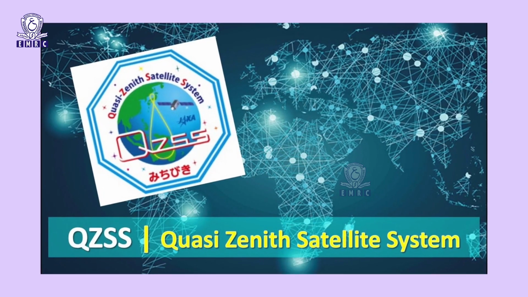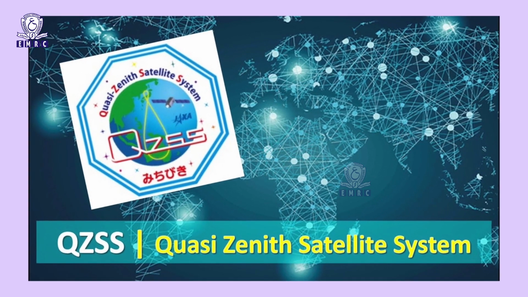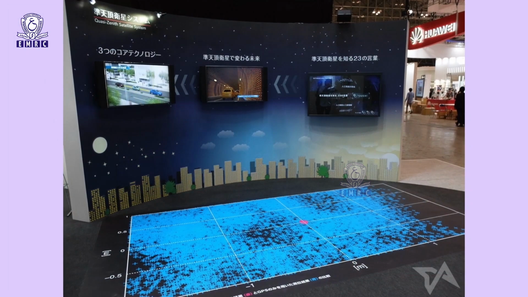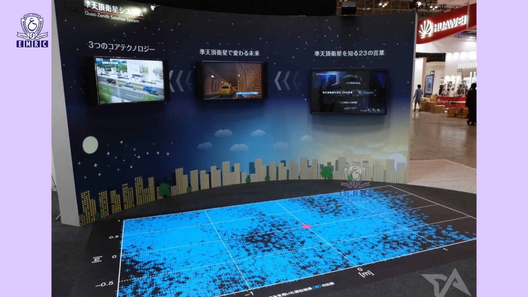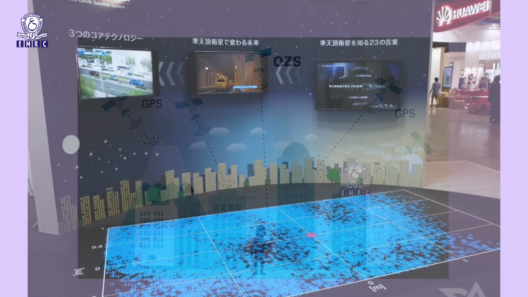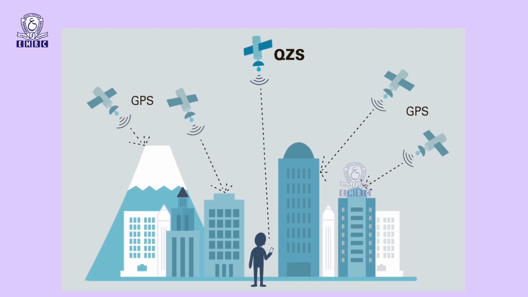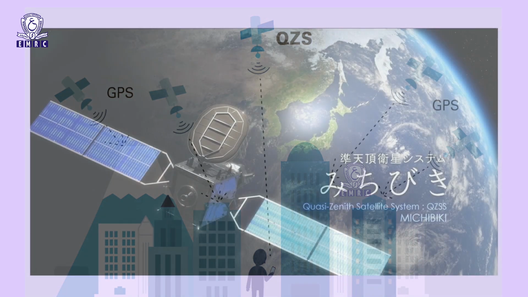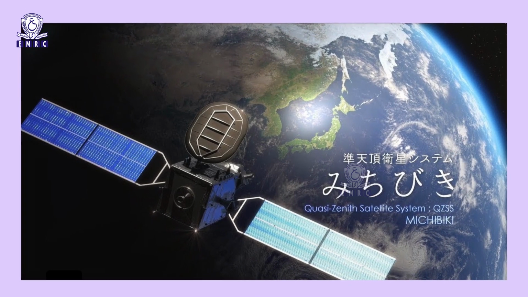QZSS. The quasi-zenith satellite system is a regional satellite navigation system from Japan which is still under construction by the Satellite Positioning Research and Application Center, Japan. As per plans, the QZSS constellation will have 7 satellites, out of which 4 are already in orbit.